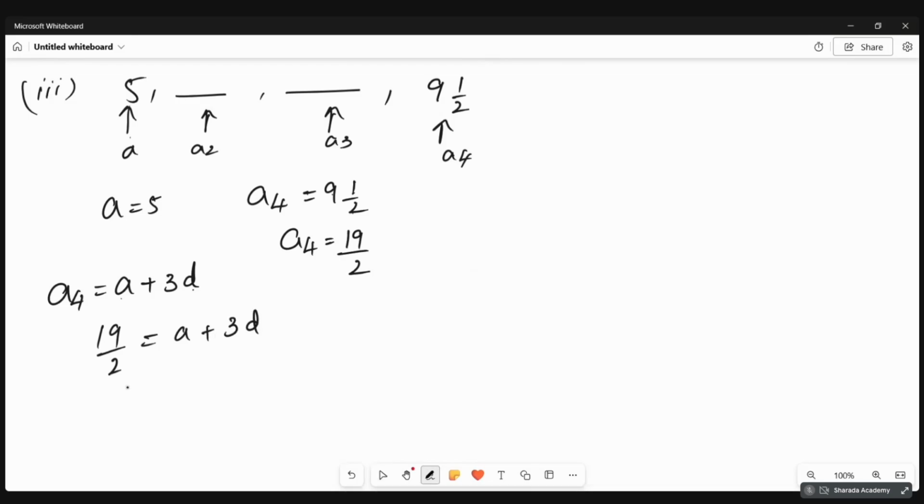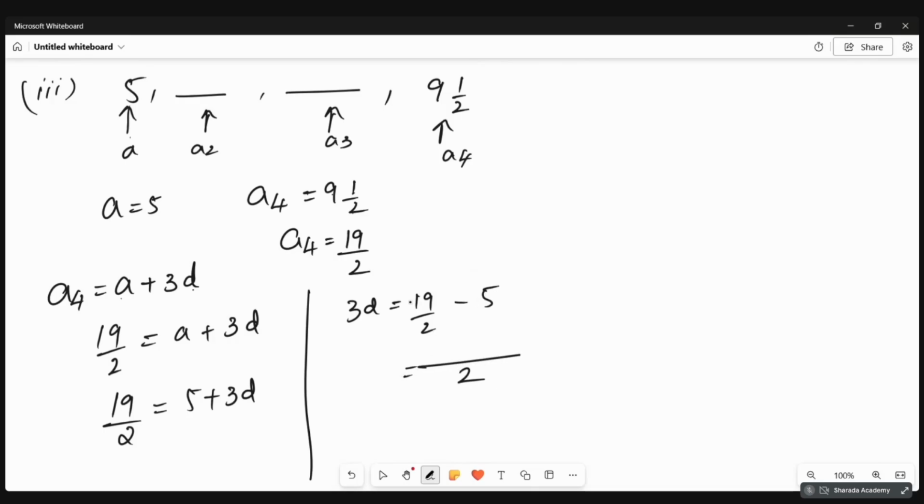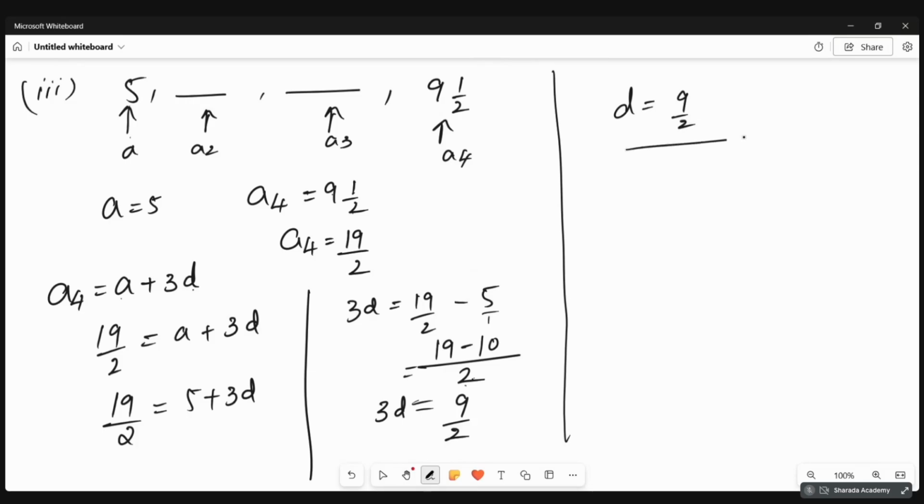19 by 2 is equal to A plus 3D. A is 5 here. So 19 by 2 is equal to 5 plus 3D, or 3D is equal to 19 by 2 minus 5. So here, what you will get? 2 is the LCM. 2 by 2 is 1, 1 into 19, 19. Minus 2 by 1 is 2, 2 into 5 is 10. So here you will get 9 by 2. 3D is 9 by 2. So D is equal to 9 by 2 by 3.